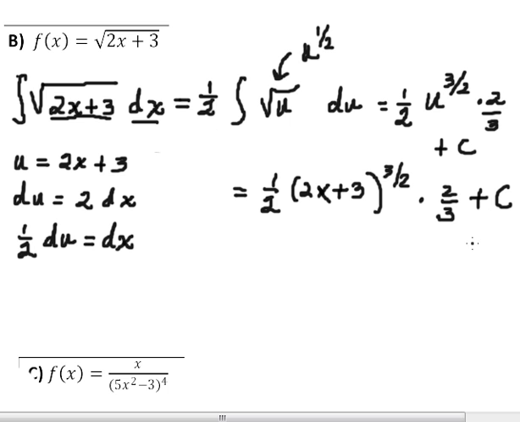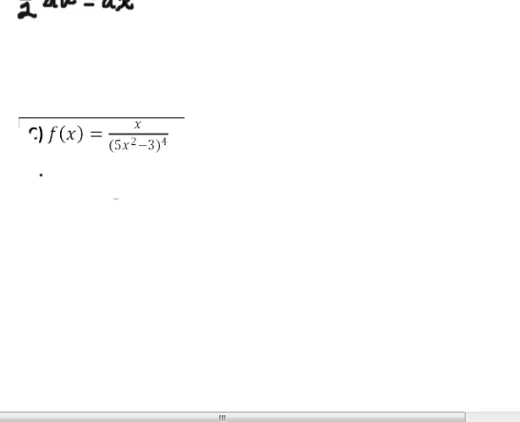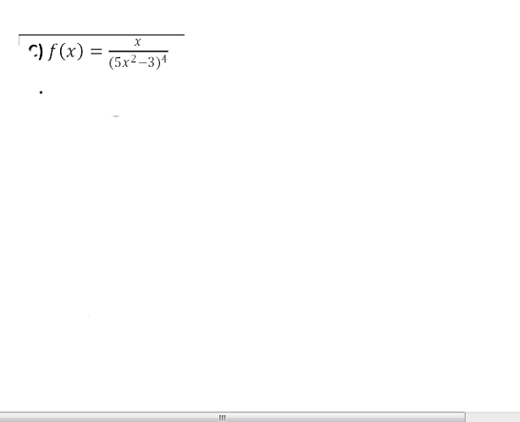Okay, and that's it. That's the antiderivative. Let's look at the next example. Okay, so here let's integrate x divided by (5x squared minus 3) to the fourth.